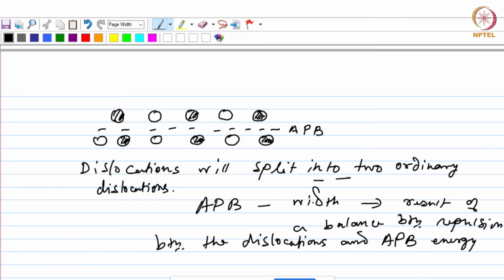And the higher this width or the spacing, the more difficult it will be for the dislocations to move, and therefore the stress needed to move a dislocation through an antiphase boundary is given by this particular expression, where tau naught is the stress which is needed to move the dislocation, and it is given by gamma by T, where gamma is the antiphase boundary energy and T is the APB spacing.